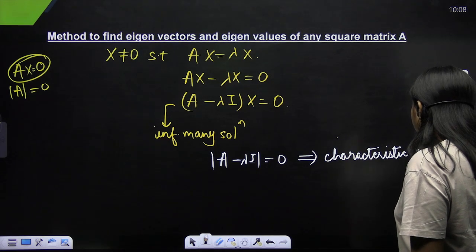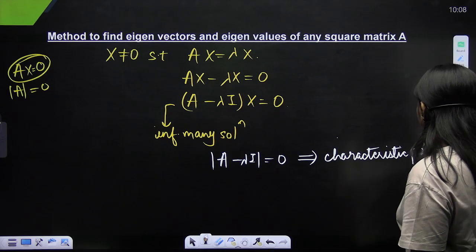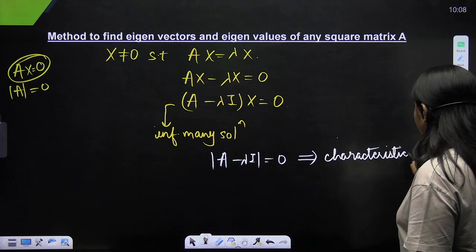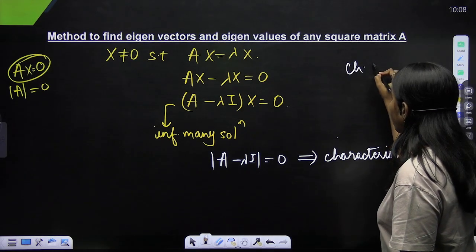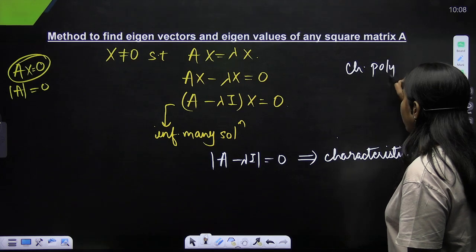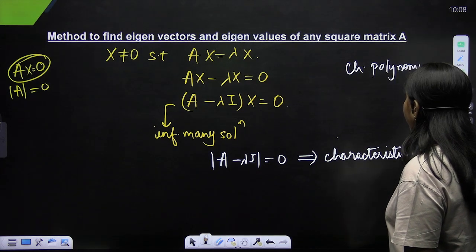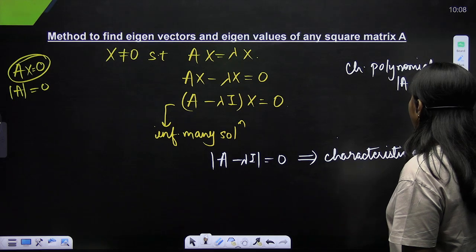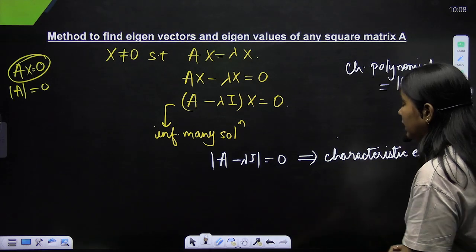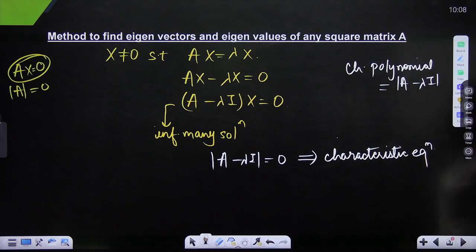And we know how to find this, which is called the characteristic equation. If somebody asks you what the characteristic polynomial is, it would be only the determinant of A minus lambda I. This would be your characteristic polynomial. This is the characteristic equation because I am equating it with 0.